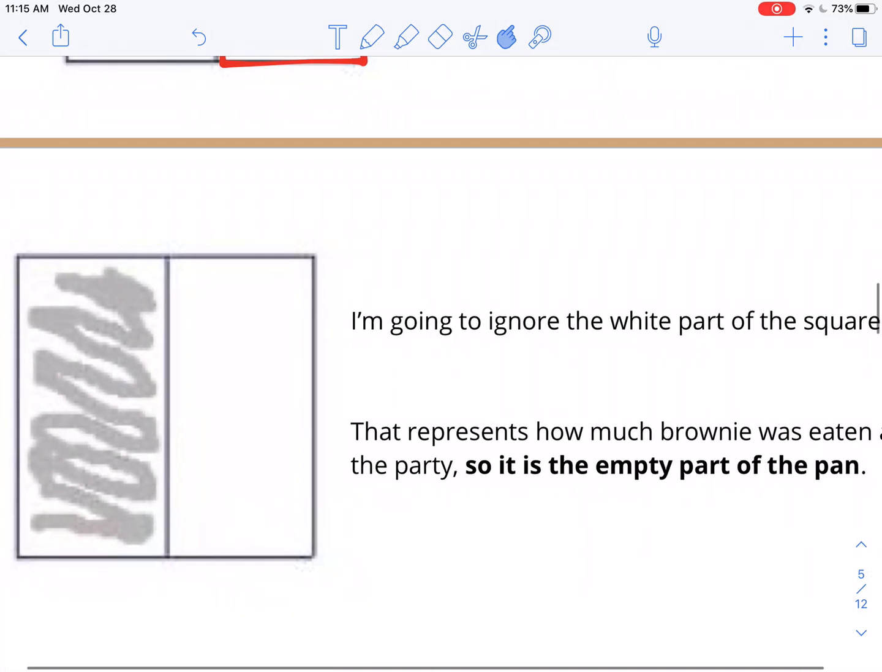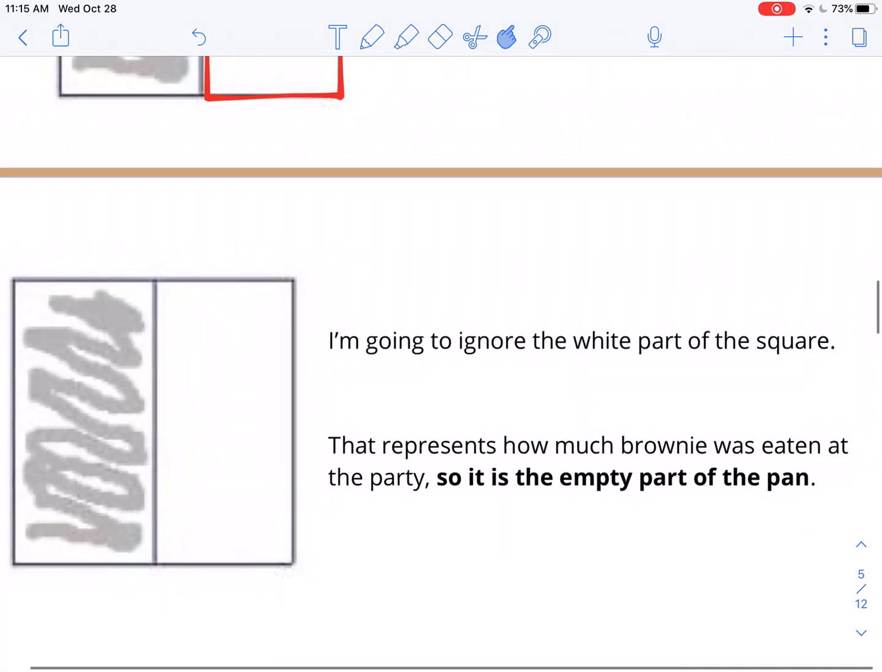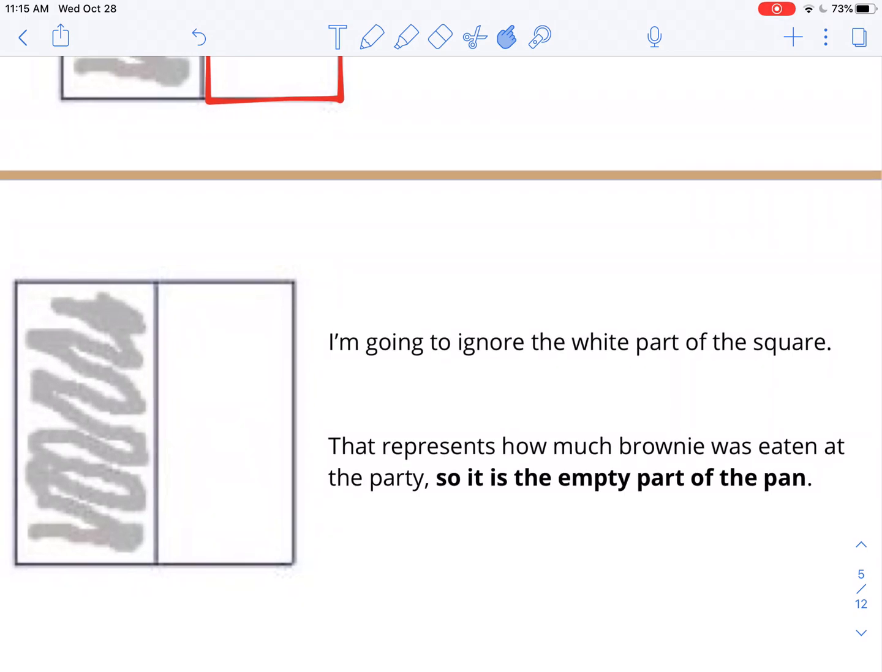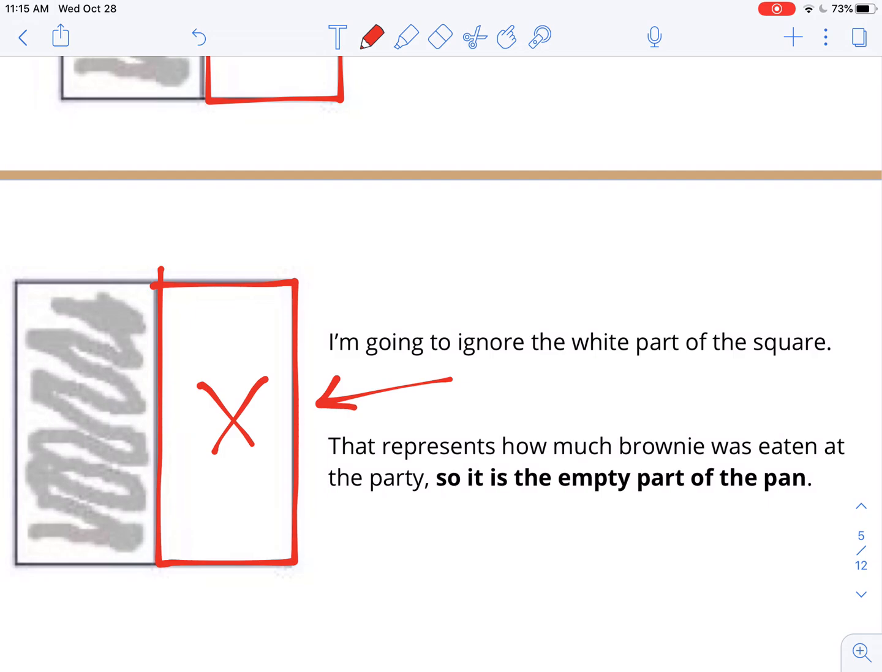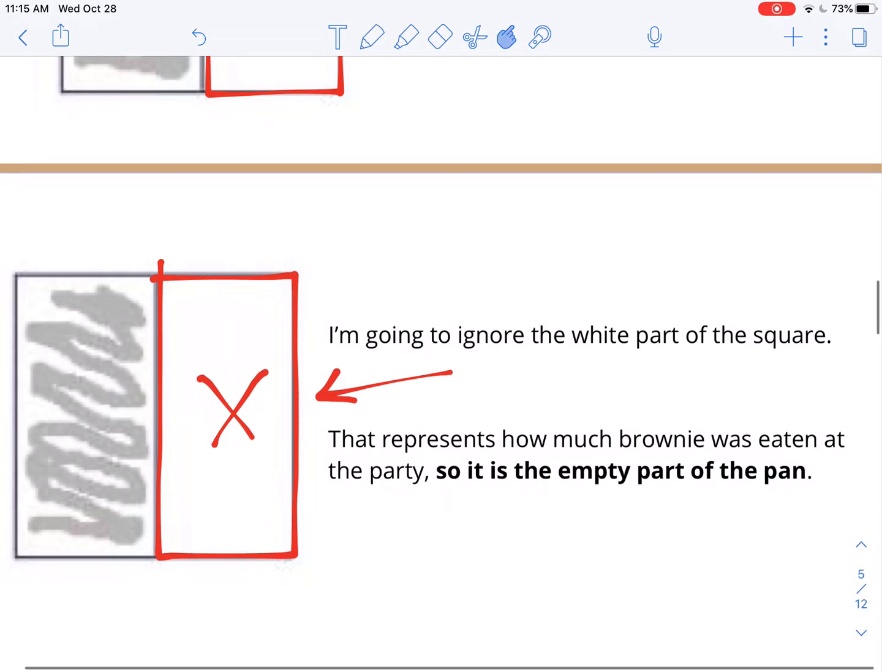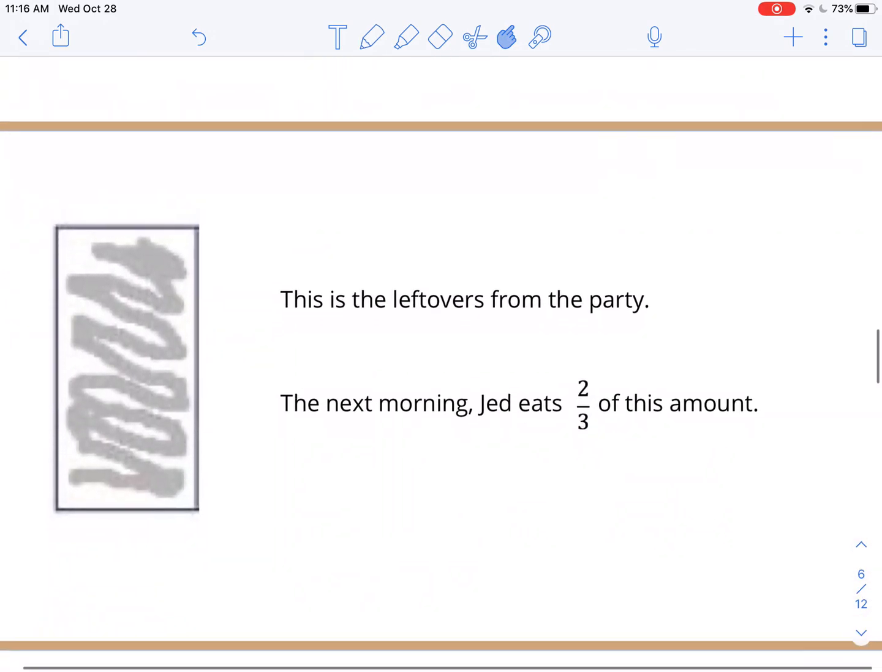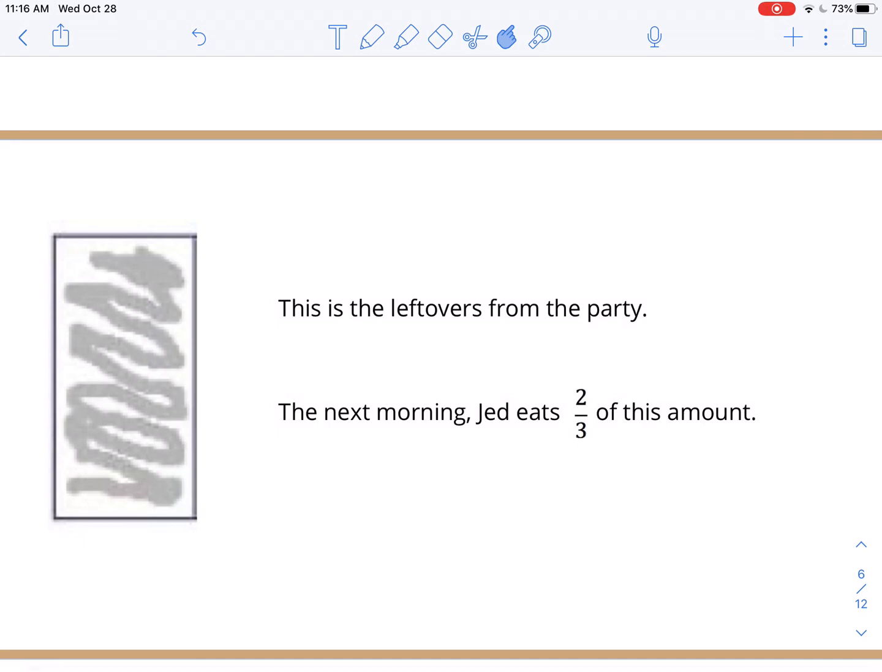Now, I'm going to ignore that white part because it is empty. He can't eat what's not there. So I'm going to pretend like this white part isn't even here. So now this is what I'm seeing. This gray part is the leftovers from the party, the brownies that he can eat. He decides to eat 2/3 of this amount.